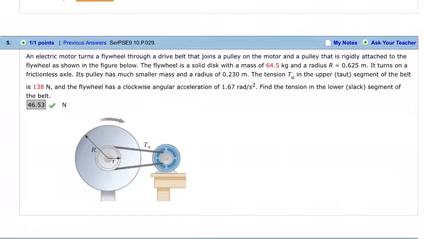Its pulley has much smaller mass and a radius of 0.230 meters. The tension, TU, in the upper taut segment of the belt is 138 newtons, and the flywheel has a clockwise angular acceleration of 1.67 radians per second squared. Find the tension in the lower slack segment of the belt.